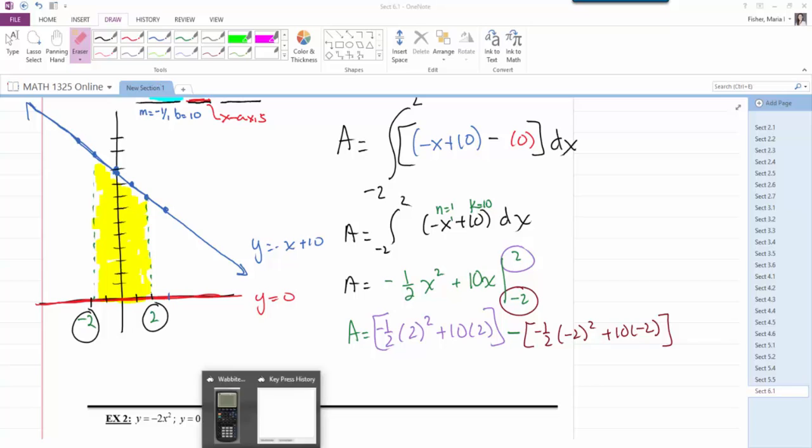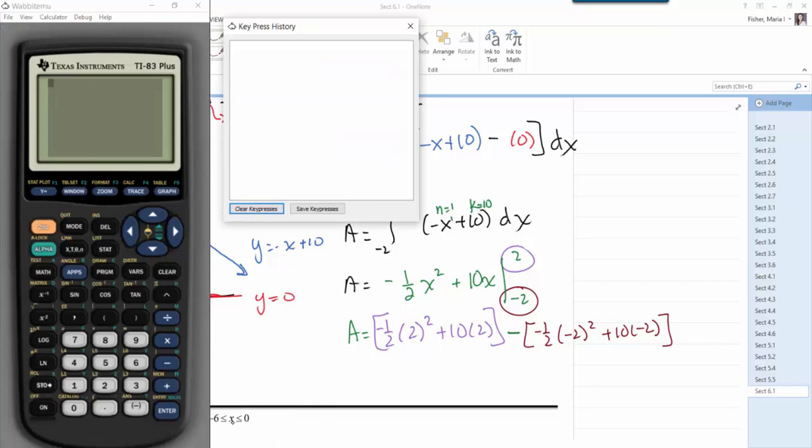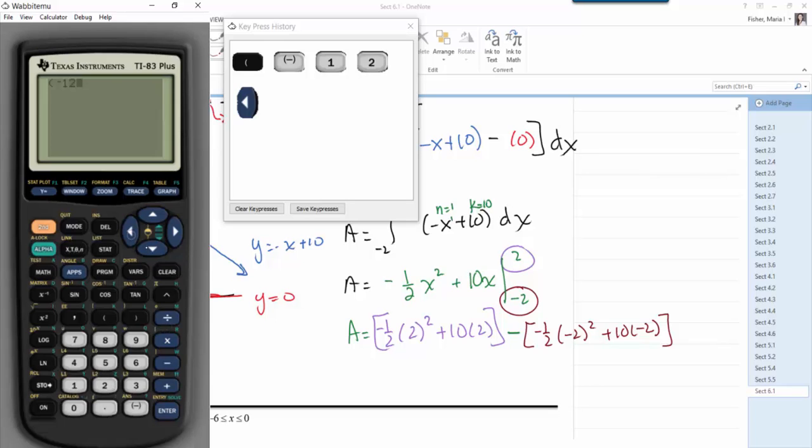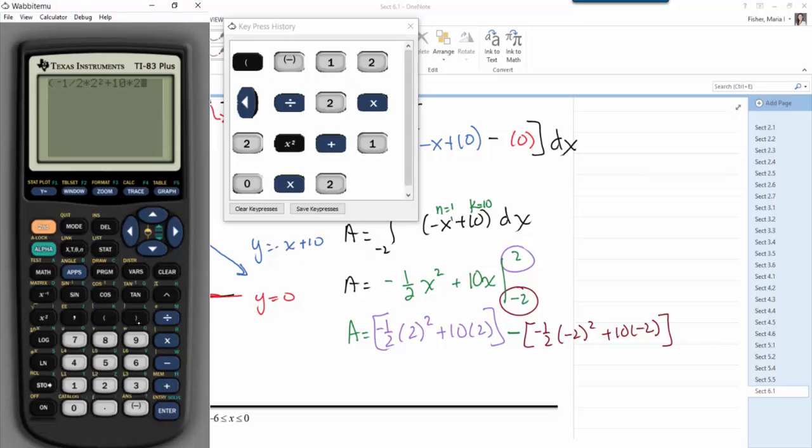Okay, so let's just plug this into a calculator. So I have parentheses negative 1/2 times 2 squared plus 10 times 2, minus parentheses negative 1/2 times negative 2 squared plus 10 times negative 2. Hit enter and we end up with 40.